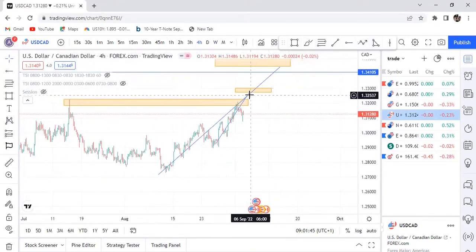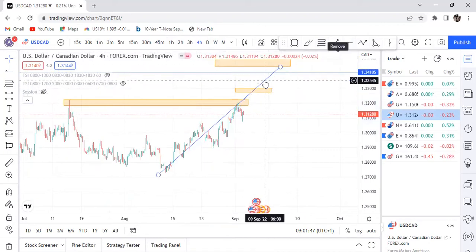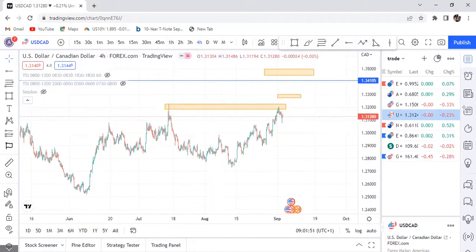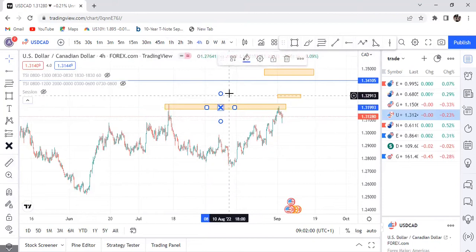So now we can probably see that there's already a reaction. There's already a reaction at this area, so we can probably label this liquidity. Yeah, we'll probably label the liquidity.